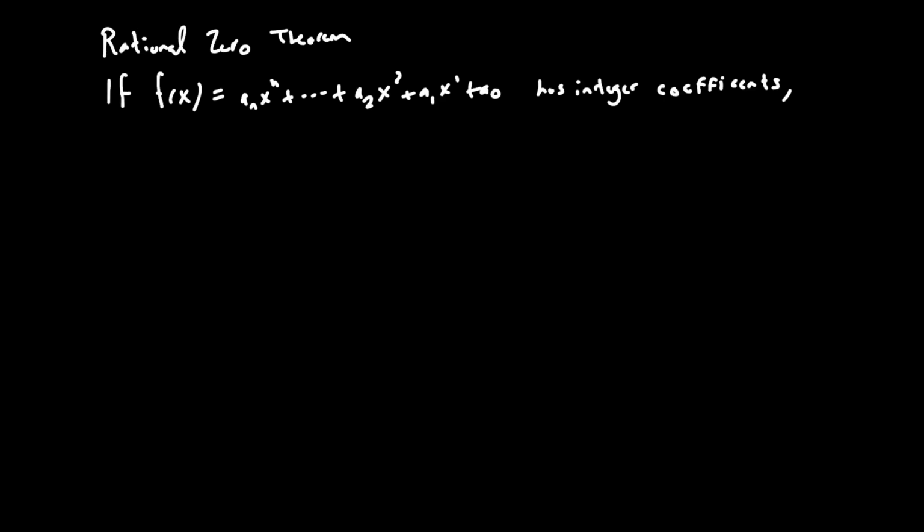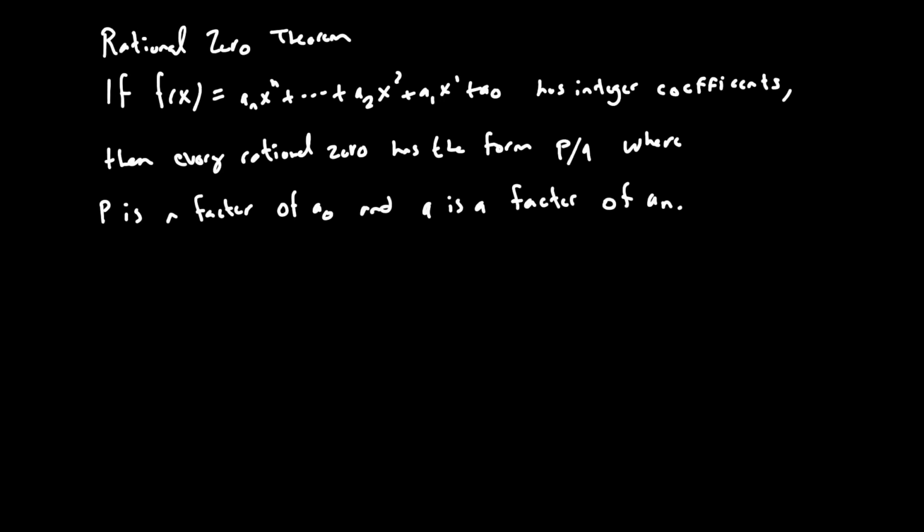So if the polynomial f of x has integer coefficients, then every rational zero of f of x has the form p divided by q, where p is a factor of the constant term a sub 0 and q is a factor of the leading coefficient a sub n.